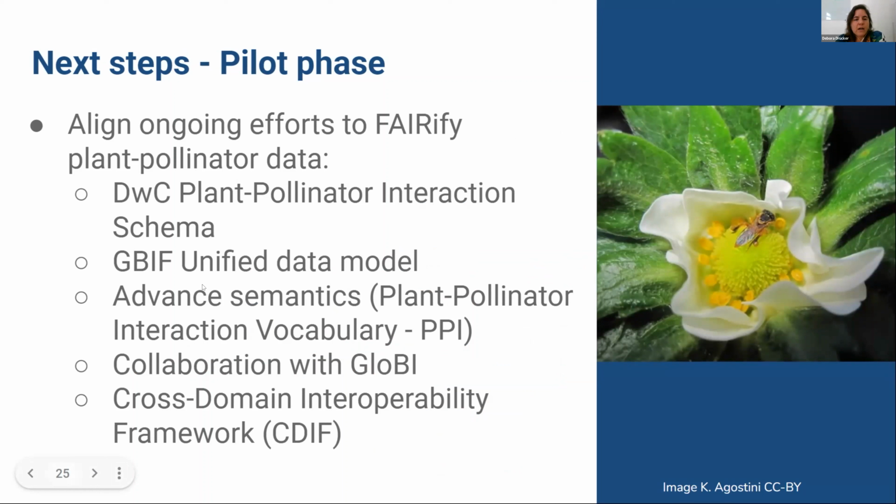We are also working on advancing semantics, and also we have the aim of collaboration with GloBI. GloBI is the Global Biotic Interactions platform. It's not only plant pollinator, although of course the vocabulary is more dedicated to plant pollinator, the biotic interactions model should work for any kind of interaction. So John described very well for parasite, and there are many possibilities for other interactions as well.